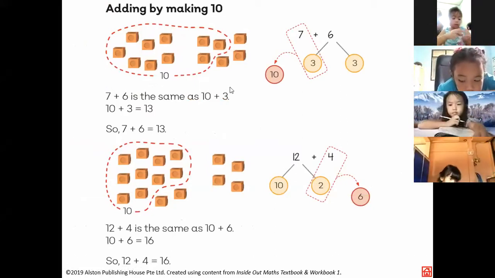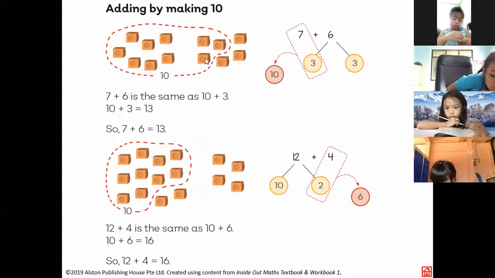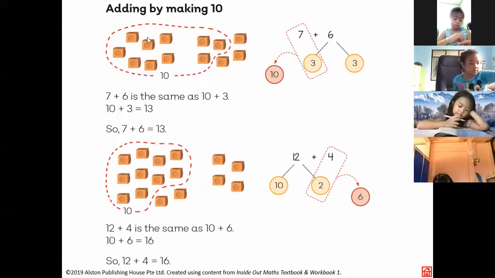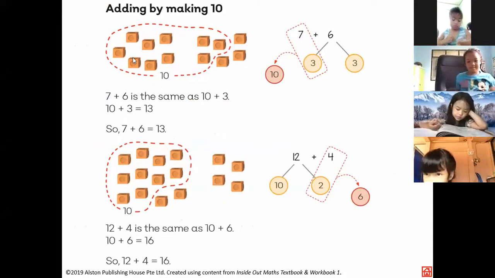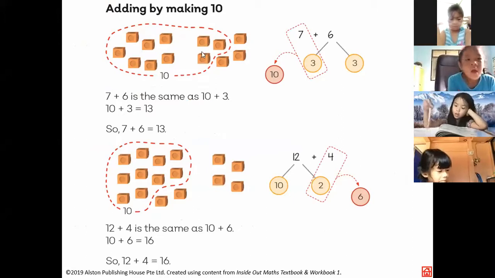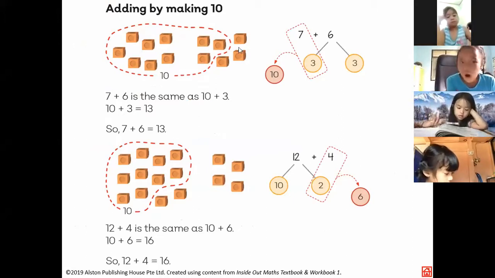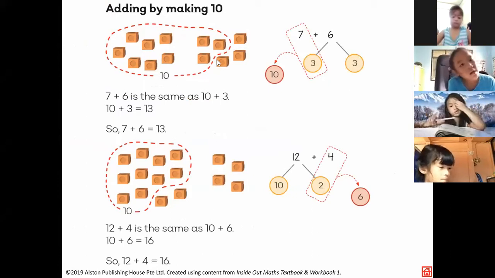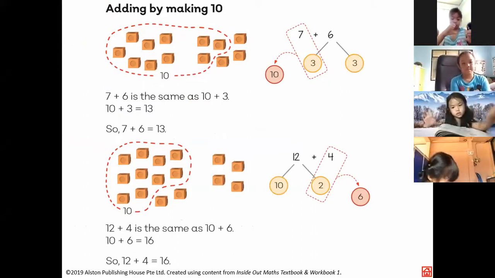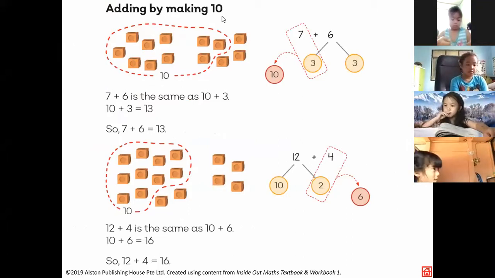Okay, so in this case, class, we have 13 cubes. Let's count: 1, 2, 3, 4, 5, 6, 7, 8, 9, 10, 11, 12, and 13. So there are 13 cubes altogether. Let's try to add by making 10, okay? First step, we have to make 10 first.